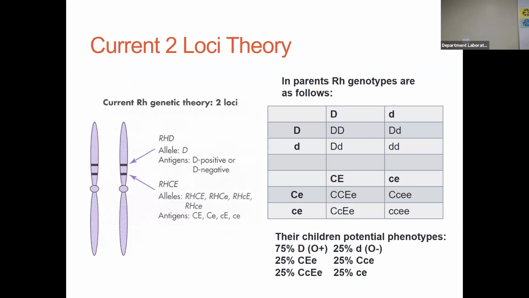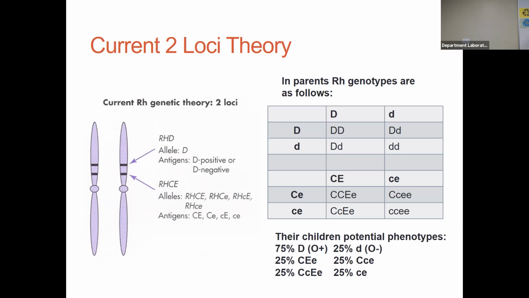All right, so if you have the D expression on both of these, then you're going to be Rh positive, right? If you have the D expression on one and not the other, you're still going to be Rh positive. You still have the addition of D antigen on your red cells. Okay, if you lack the D antigen at both of these sites, that is when you are Rh negative, okay?